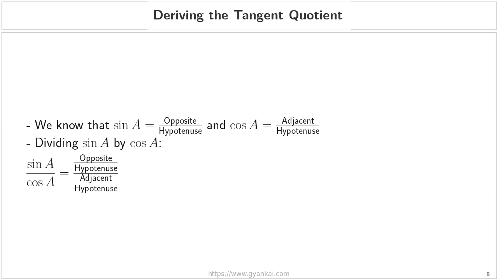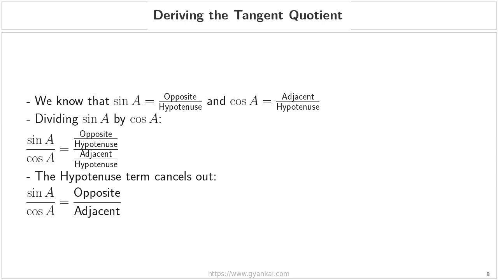When we write this out as a fraction, we end up with a complex fraction, where the numerator is the opposite side over the hypotenuse, and the denominator is the adjacent side over the hypotenuse. Now, look at what happens with the algebra. Since both the numerator and the denominator are being divided by the same hypotenuse term, the hypotenuse terms cancel each other out completely. This leaves us with a much simpler fraction, the opposite side divided by the adjacent side.